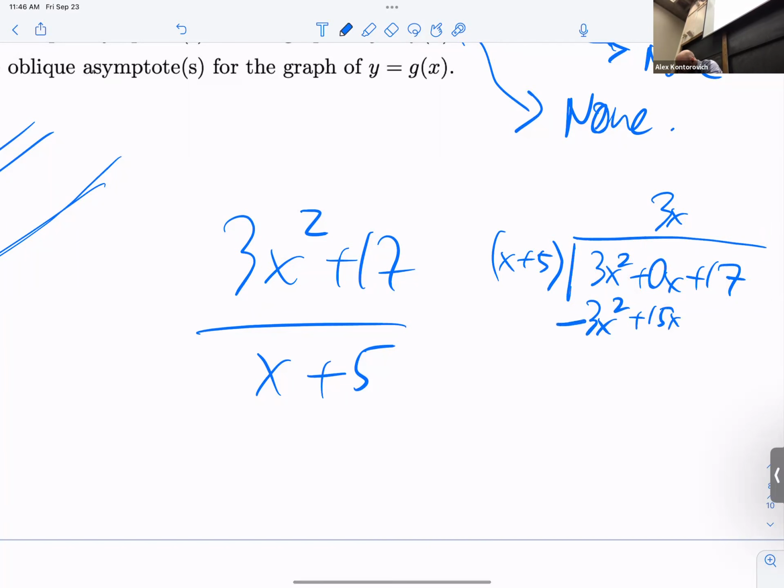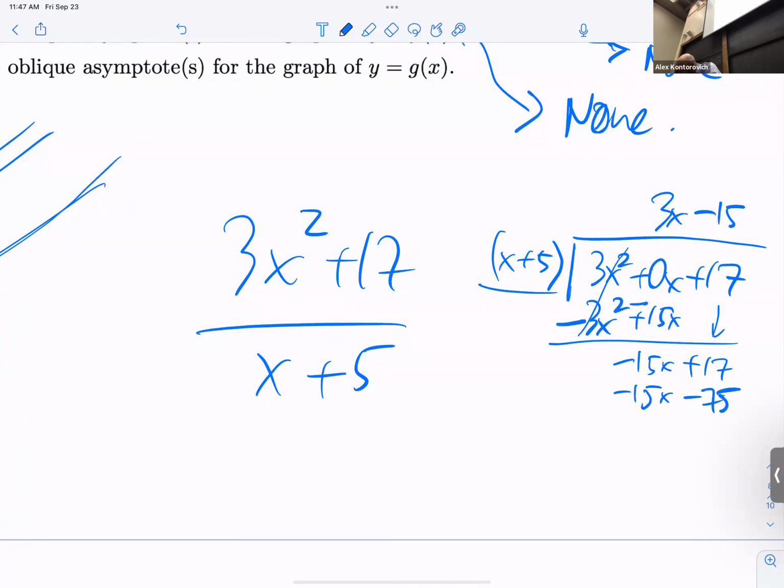I've taken that into account, so let's subtract these off. This exactly cancels, and I get -15x. The plus 17 comes down, plus 17. And now what do I multiply this by to get rid of the leading term? Yeah, -15. So now when I multiply this, I get -15x minus 15 times 5, 75. I've taken that much into account, so I'll negate that, and I'll add them together, and I get 75 plus 17, 92. So there's a remainder, so plus 92 over x plus 5.